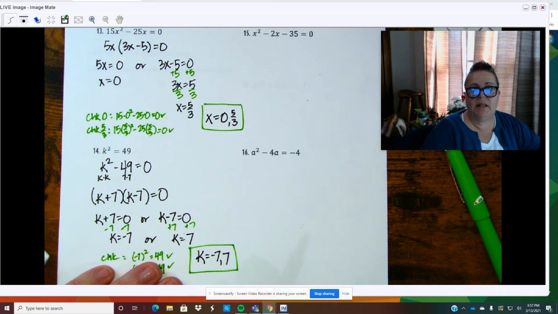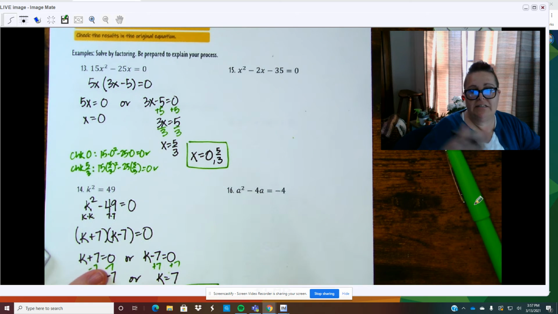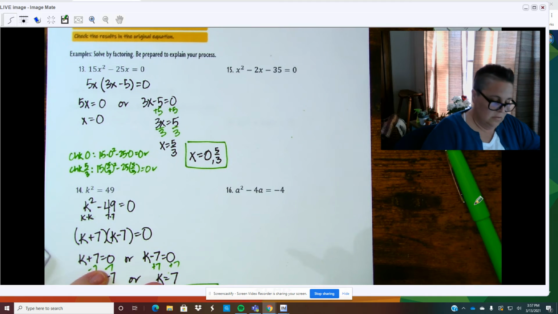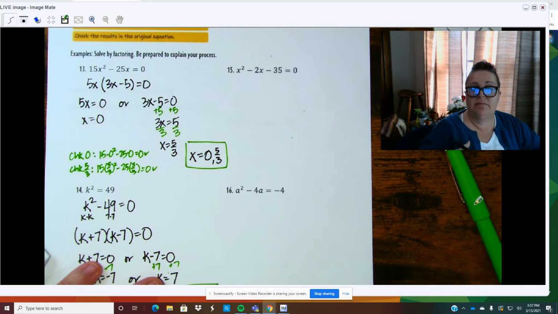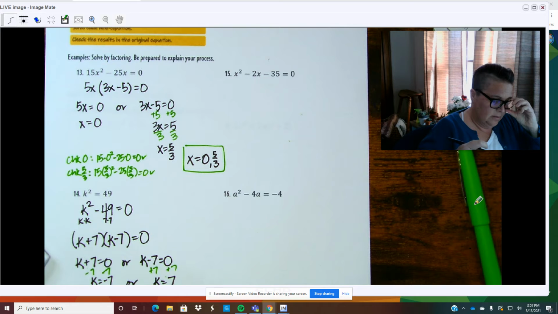All right, let's try problem number 15. Problem number 15 is already in standard form. X squared minus 2x minus 35 is equal to 0. So now I want to see if I can factor this trinomial. All right, I like the grouping method. Maybe you see a different method. That's fine. I could do this one by mental math. I'll do mental math on this one.